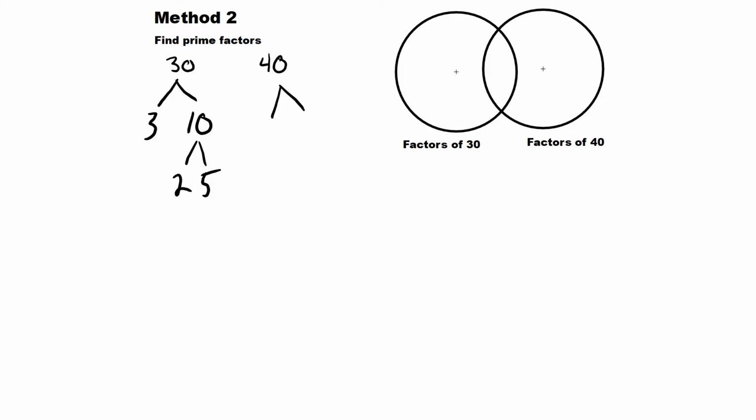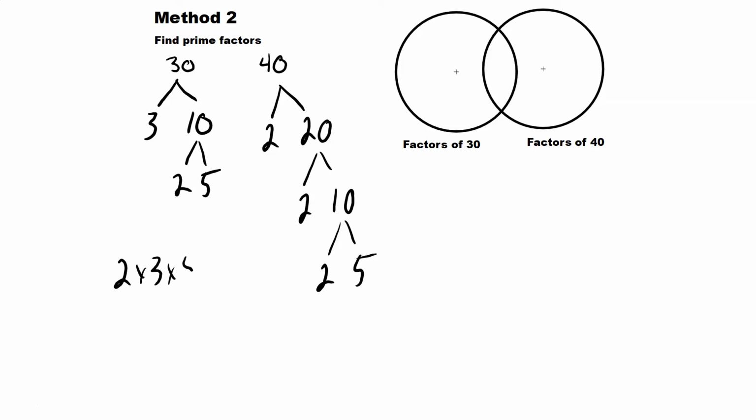So now looking at 40, we can do 2 and 20, which is 2 and 10. Factoring the 10, we can do 2 and 5. So if we look now, we collect all of the prime factors for each one. We've got 30 is 2, 3, and 5. And for 40, it's 2 times 2 times 2 times 5. We could have also written that as 2 cubed times 5, but for the moment, we'll just work with the factors as they are here.